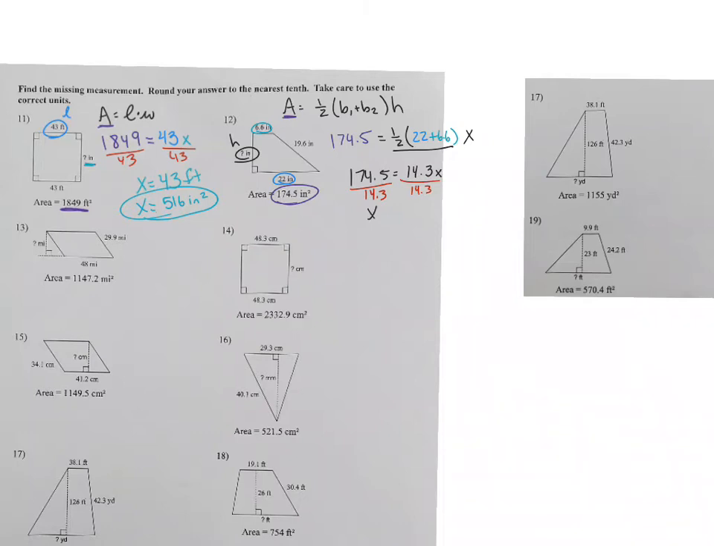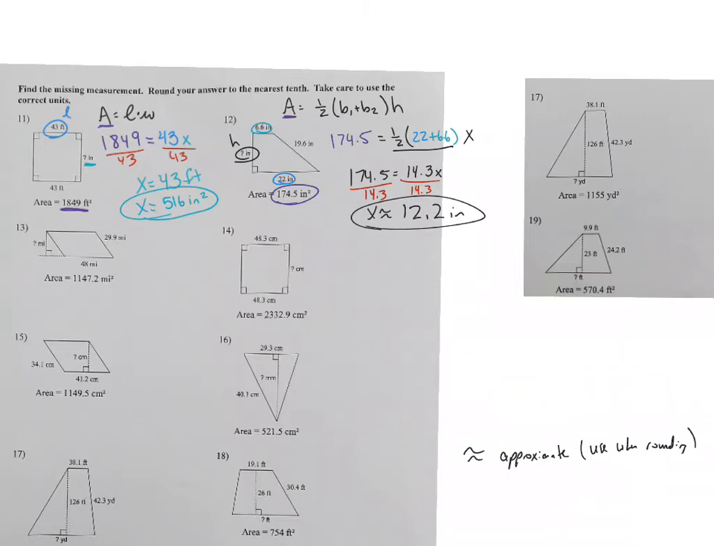Now look at what I'm going to do here. Remember, this is called approximate. We use it whenever we round. Because it's not exactly 12.2, I had to round it off. I'm going to say 12.2 inches, and it just means about. So my answer for number 12 is about 12.2 inches.